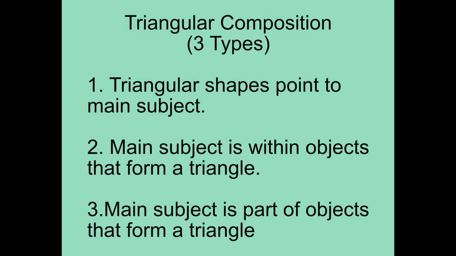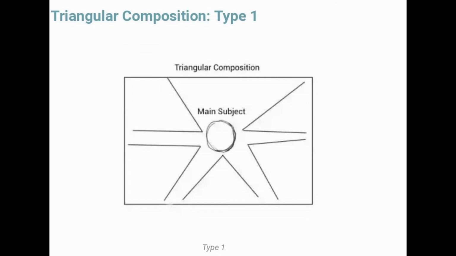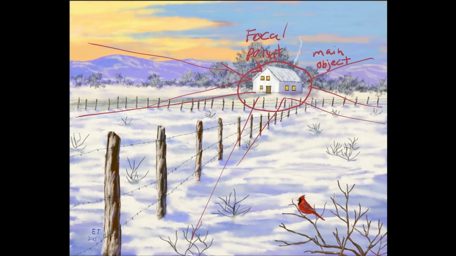So we want to go with the first one, and it is where the triangles point to the main subject. And this is kind of like one-point perspective as well, if you're drawing buildings and things. But here's an example. The focal point is the old house, and the fence and the mountain and the snow are all leading up to the focal point in the middle, which is the house. And they're all sort of in triangular shapes. And that just directs the viewer's eye to the main object in the middle of your painting.